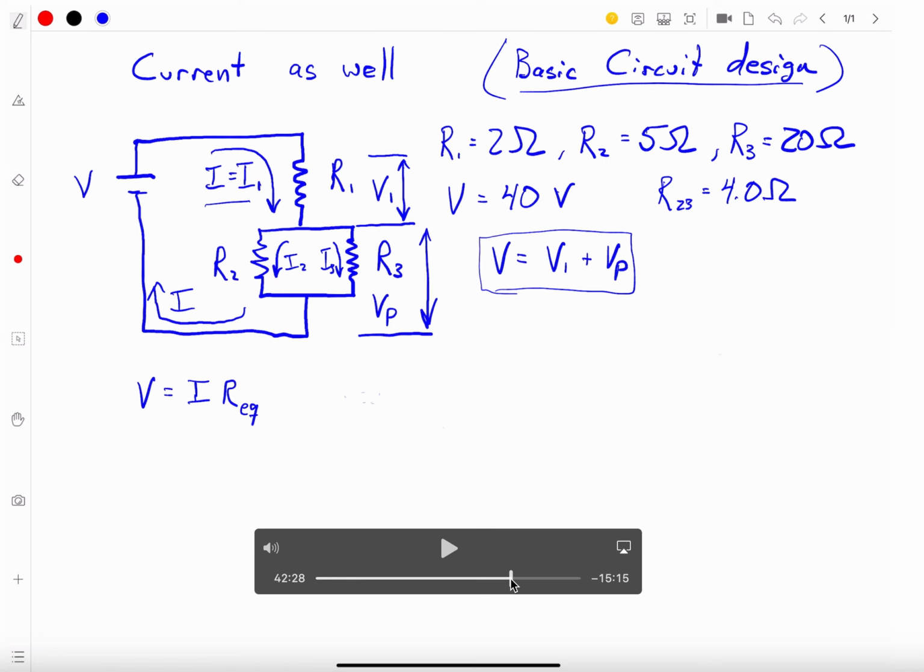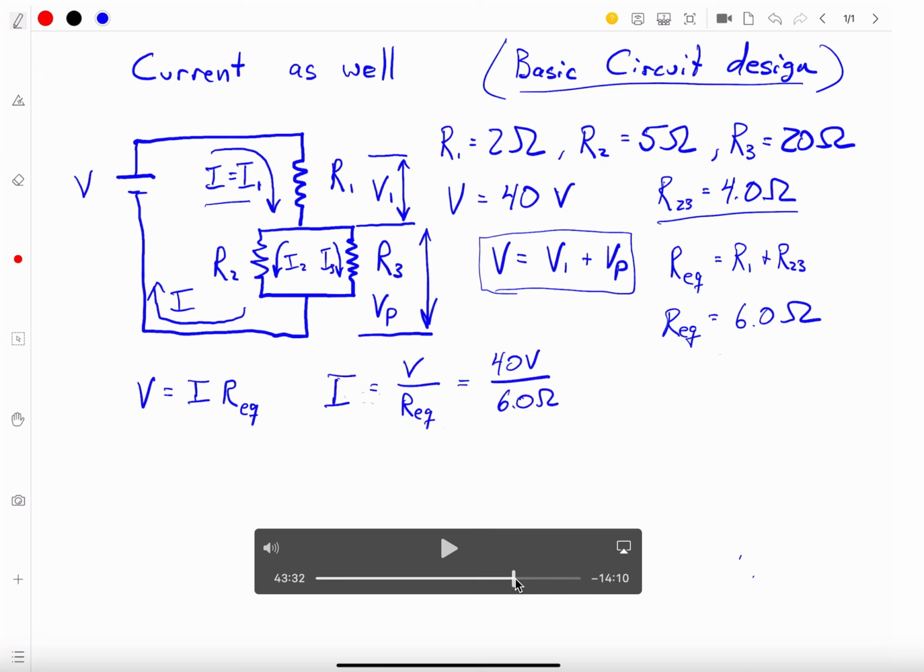I wrote R23 over there and cleared the screen a little bit. Now our REQ is R1 plus R23, and that's 6 ohms. That's just what I said, and that's perfect. I didn't box it in, but that's okay. So now we're going to come back down to V equals I REQ, and solve it for I equals V over REQ.